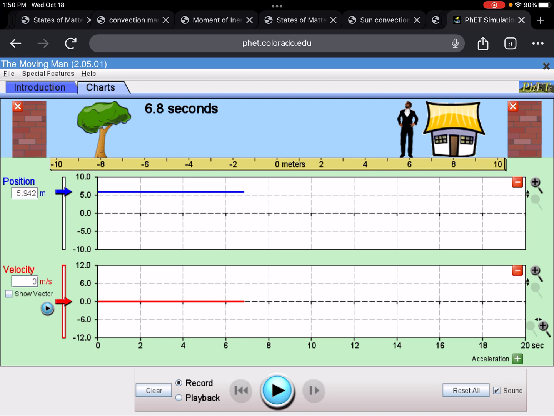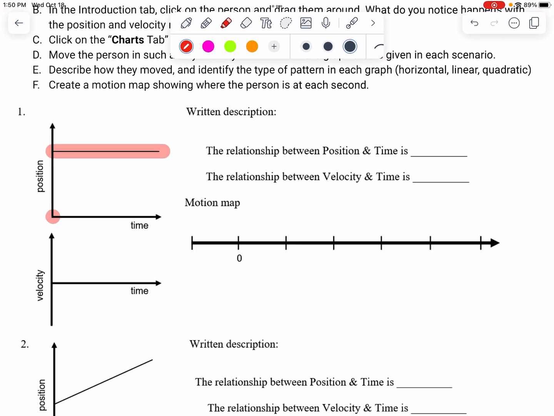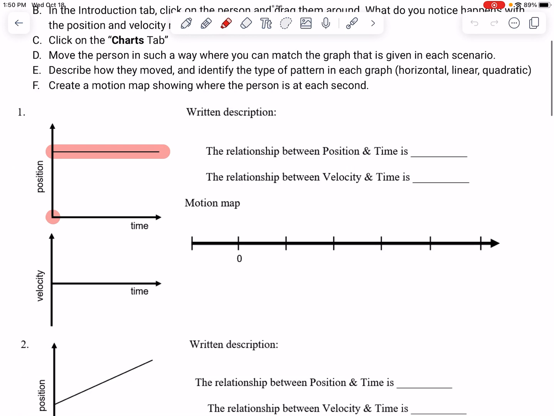Now what I can do is look at, okay, if I got a position time graph that looks like that, what does the velocity time graph look like? Now I notice that my velocity time graph is actually going to be just 0. And that should make sense because my person's not moving.